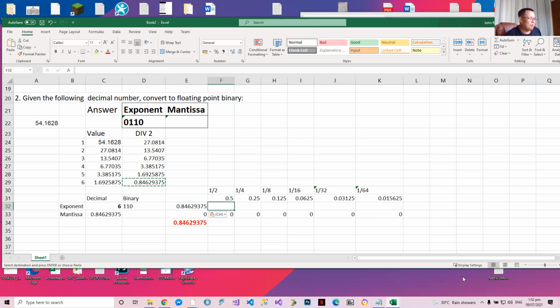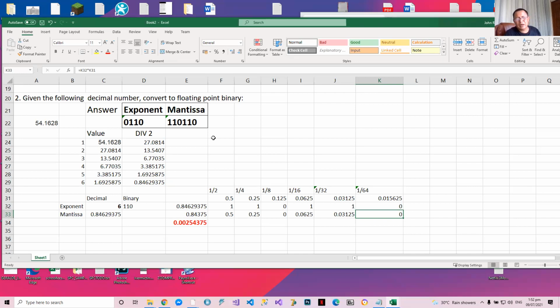0.84, we can deduct 0.5. We have 0.34, we can deduct 0.25 because it's bigger. And then 0.09. Now, if you deduct this, it will become negative, obviously. So we will skip, mark it as 0. This is 0.06. We can deduct it from 0.09, so we'll mark this as 1. Then 0.3125, mark this. And finally, if we mark this as 1, it will become negative. So this obviously 0. Okay. So this is our answer for number 2.